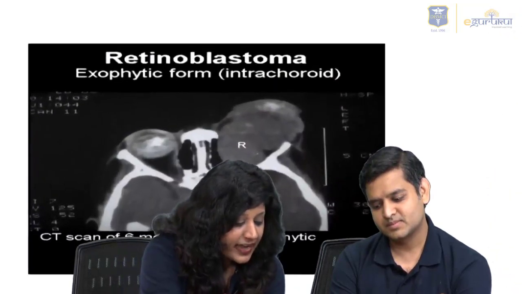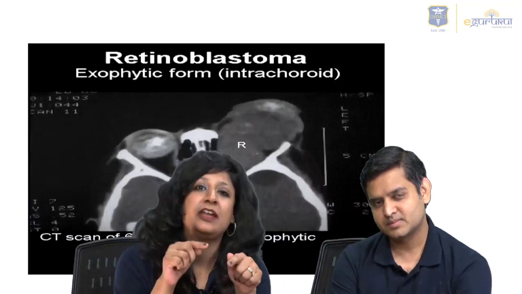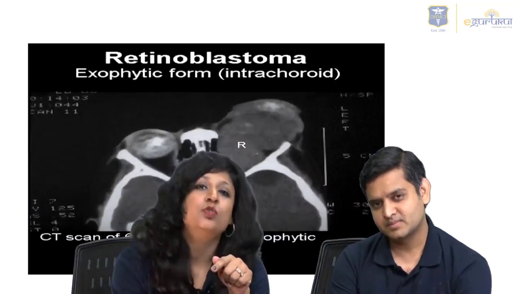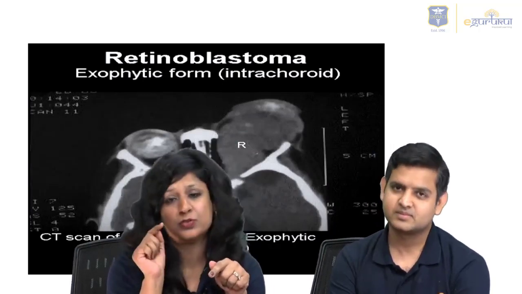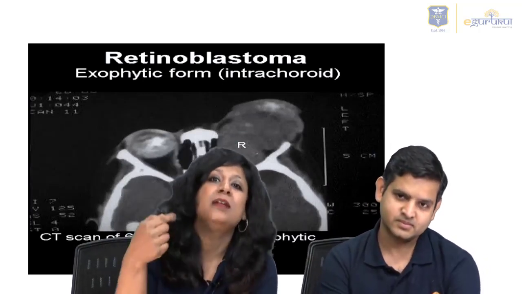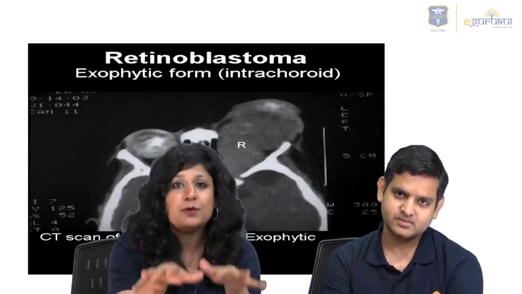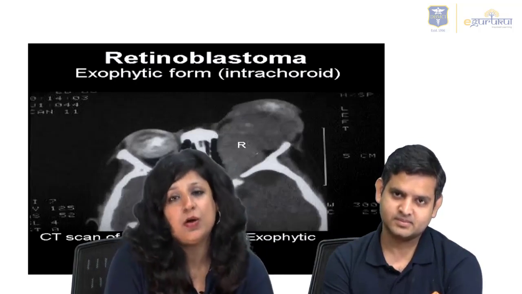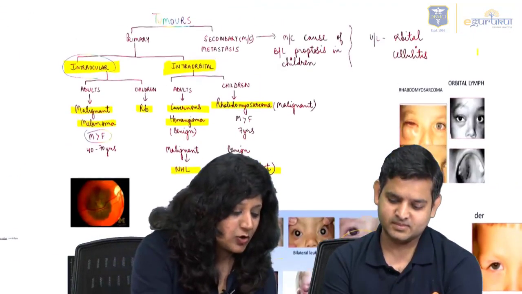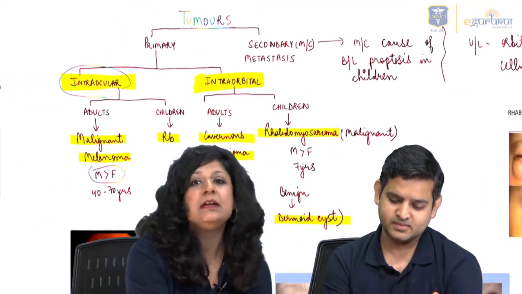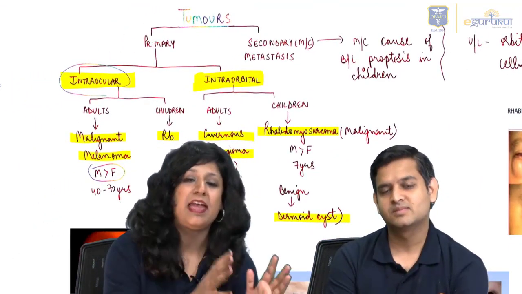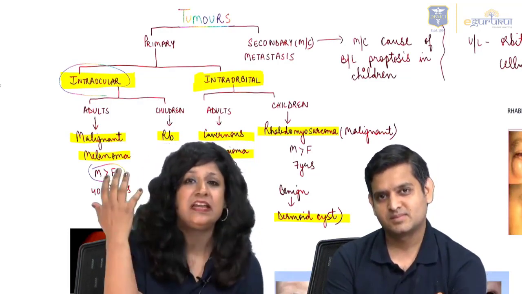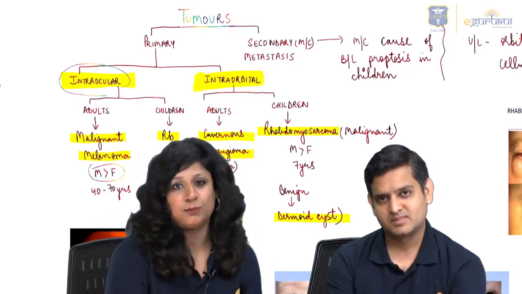Another is the exophytic type. When it is exophytic, it can lead to proptosis. I want to show this because retinoblastoma can present as proptosis, while rhabdomyosarcoma will also present as proptosis. This will help you differentiate whether it is an intraocular or intraorbital tumor. As the sir has already said, remember this flowchart, and it will help you solve a lot of questions related to tumors and masses along with proptosis.